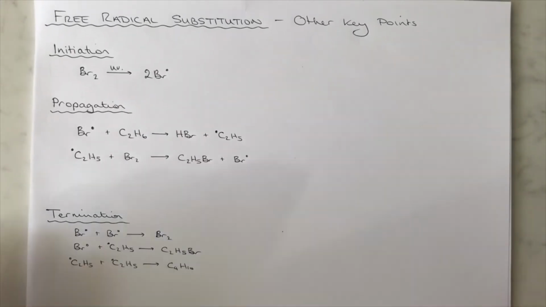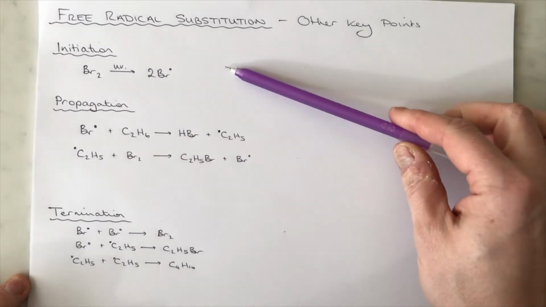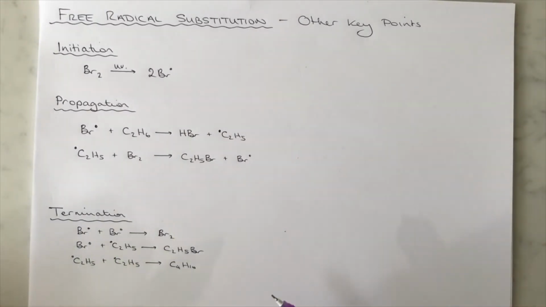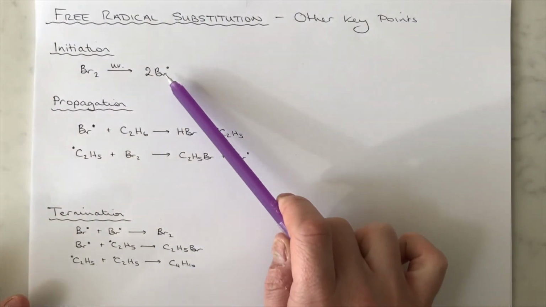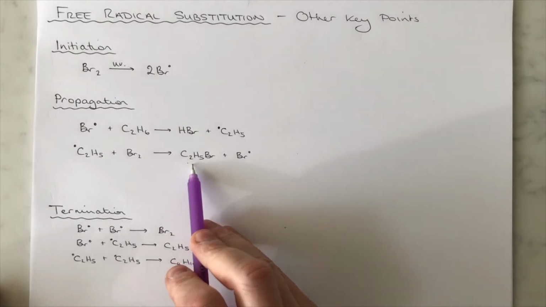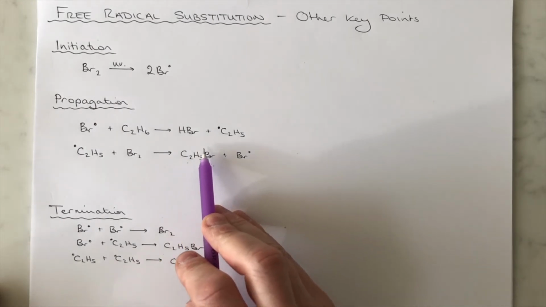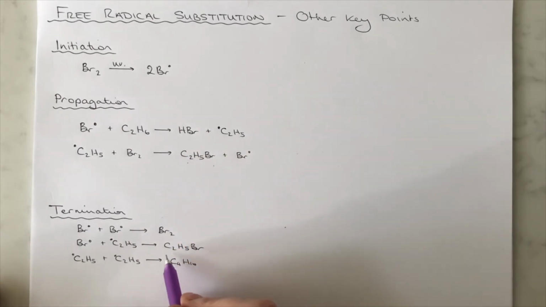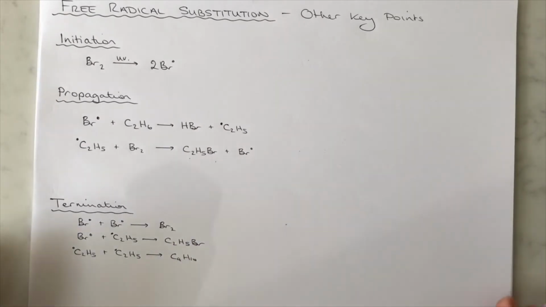Okay, so I'm just going to go through 3 other key points that can crop up with the free radical substitution mechanism. Now you'll see here that I've already jotted down a full mechanism. It's one of the examples I went through already here with bromine reacting with ethane. So the aim of this reaction is to produce bromoethane, and we see that's one of the products of our propagation steps, and it's also one of the products of our termination steps.